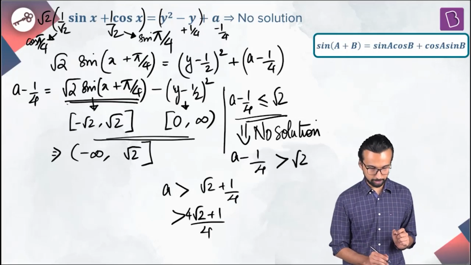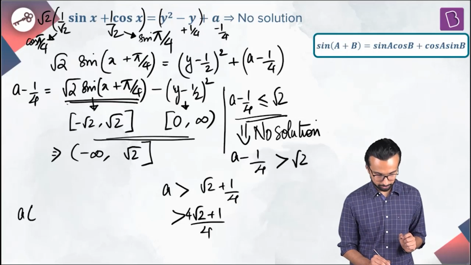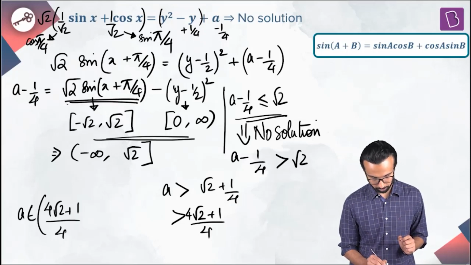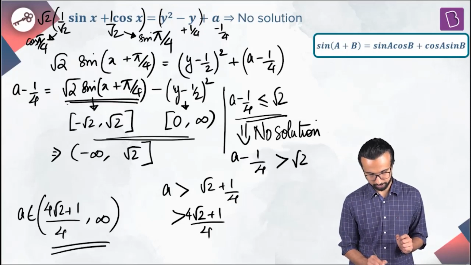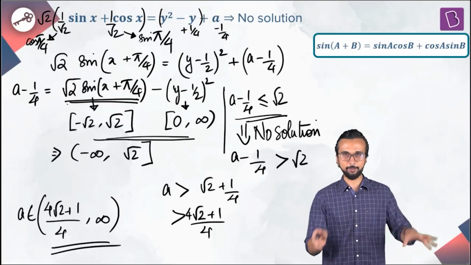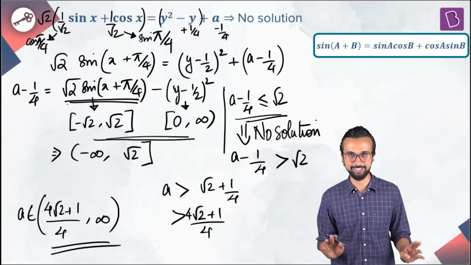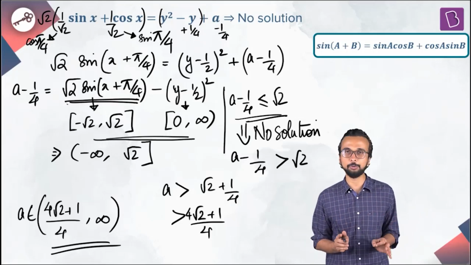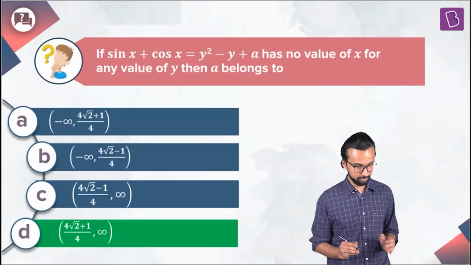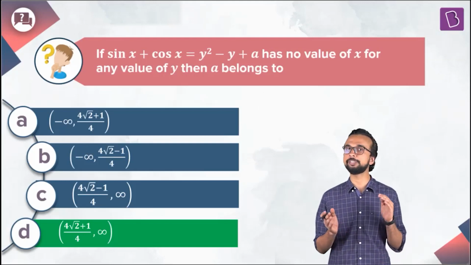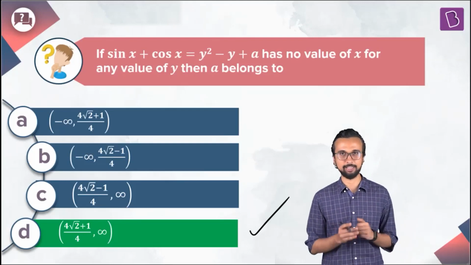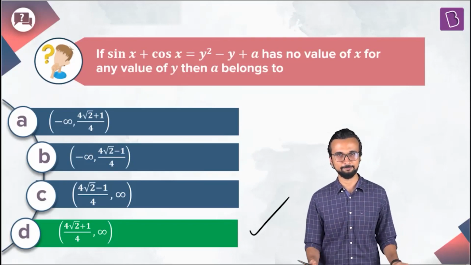So what can you say about a? a will be between 4 root 2 plus 1 by 4 till infinity. Got this? So for this equation to not have a solution, you need a between 4 root 2 plus 1 by 4 till infinity. So here we are looking at nothing but option D. So that is our answer. Got that?